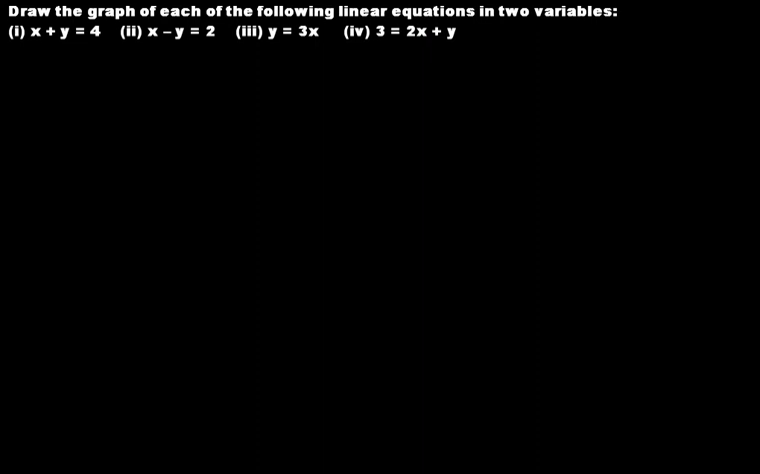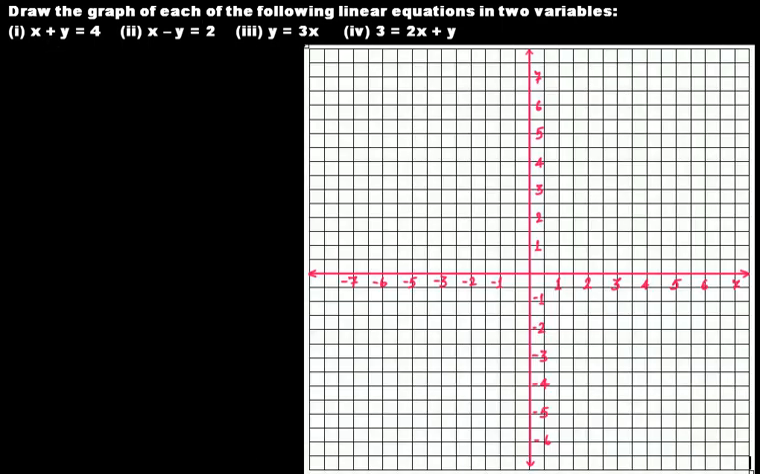So we are in part 2 of the video series on problems on graphs of linear equations in two variables. And here we have a problem: draw the graph of each of the following linear equations in two variables. So we have four linear equations in two variables and we have to plot the graph of each of these equations. So this is our graph having x-axis.